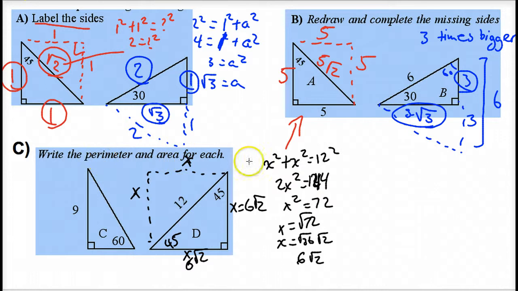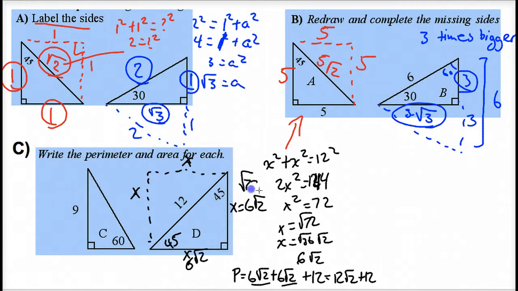Now it's saying perimeter and area. Well, then perimeter would just be 6 root 2 plus 6 root 2 plus 12. Or you could have said 12 root 2 plus 12, combining the first two. Area is a little bit easier than you would think. It's just 6 root 2 times 6 root 2. Or we could go back to the square root of 72, and that's even easier.